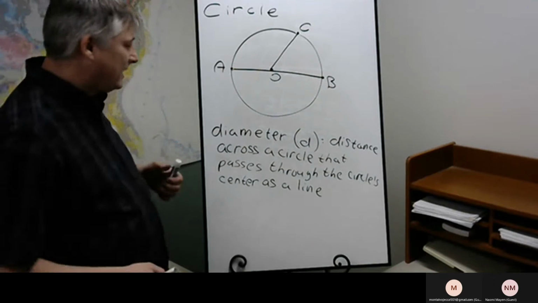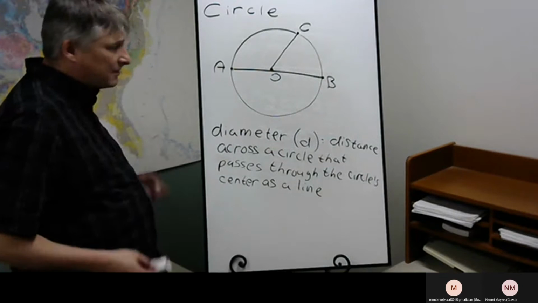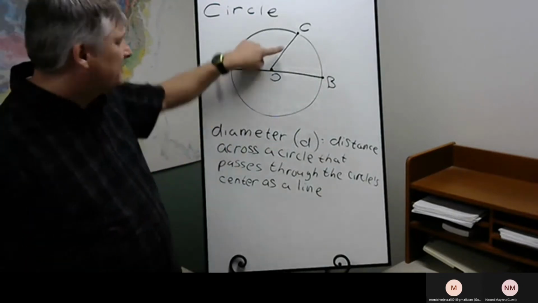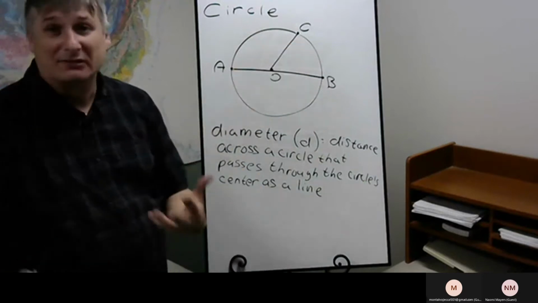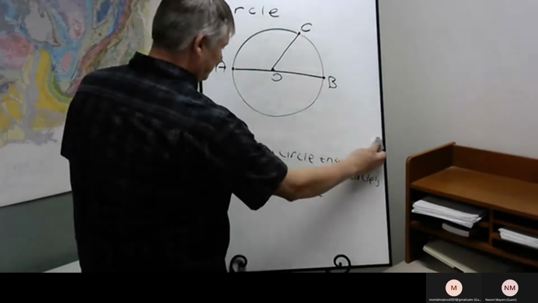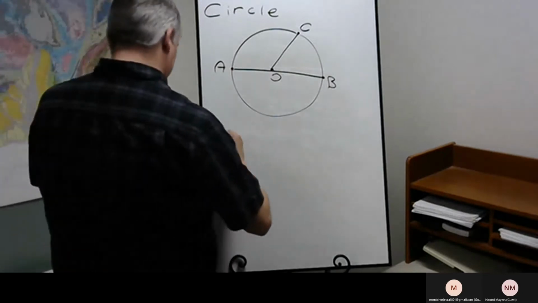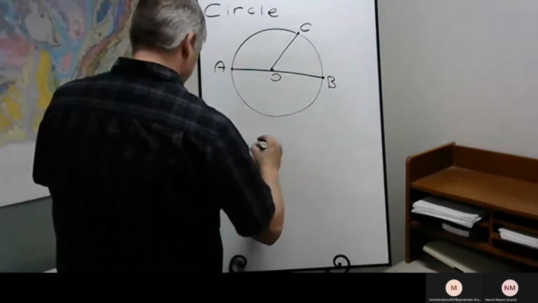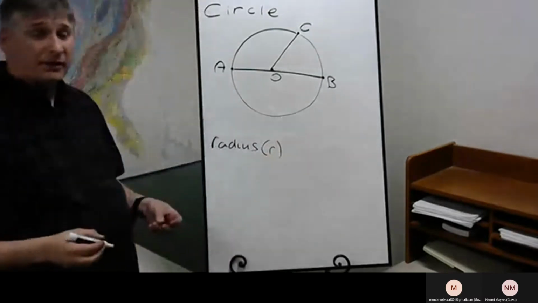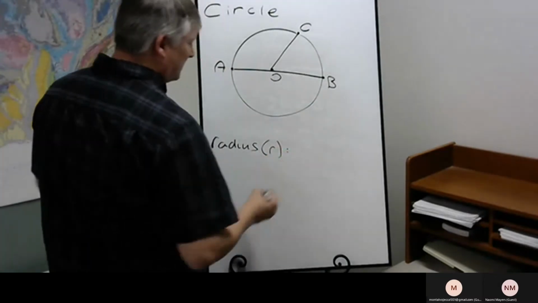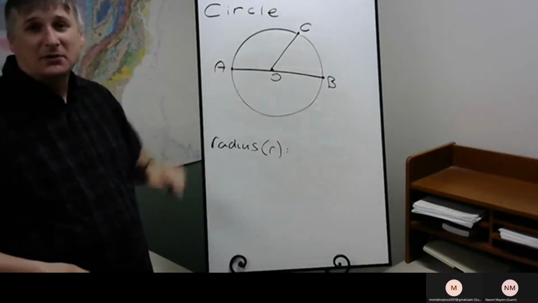Now, the other thing is what's called a radius. And again, we represent diameter with a lowercase d. The other property is a radius. A radius, and this is a radius here, goes from the center of the circle to the edge of the circle. And again, it's a line. And we represent radius with the letter R. And again, it's a line from the center of the circle to the outside edge.